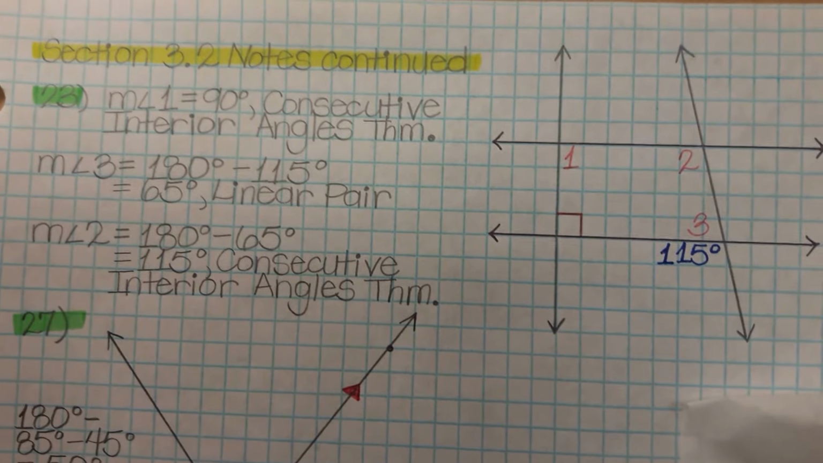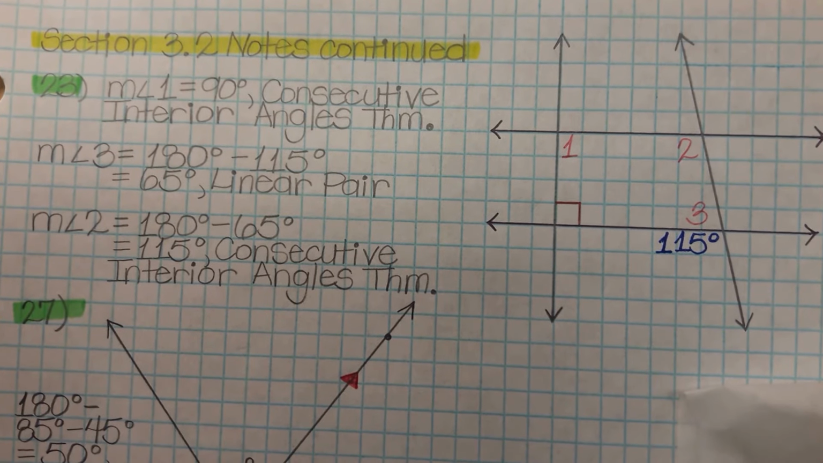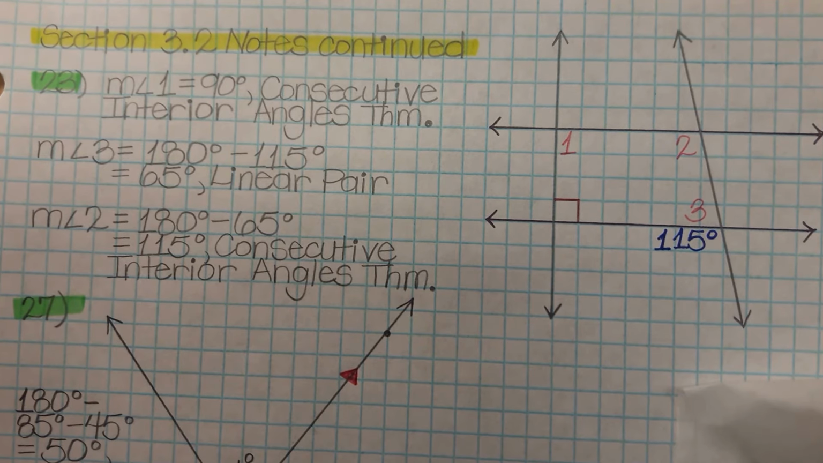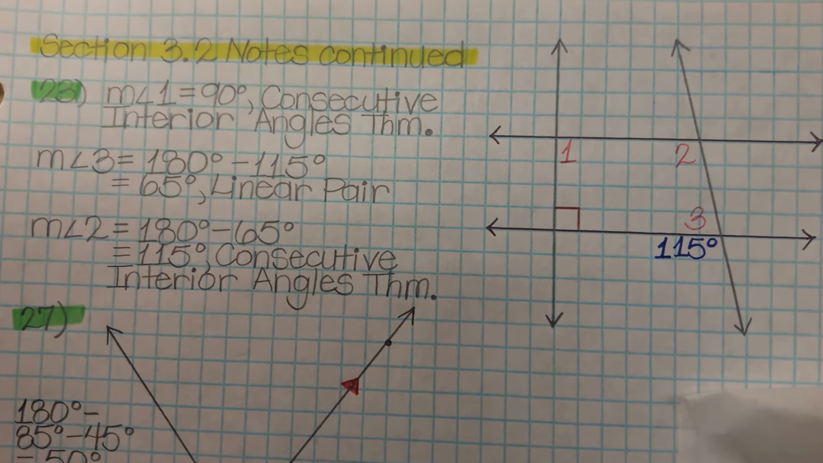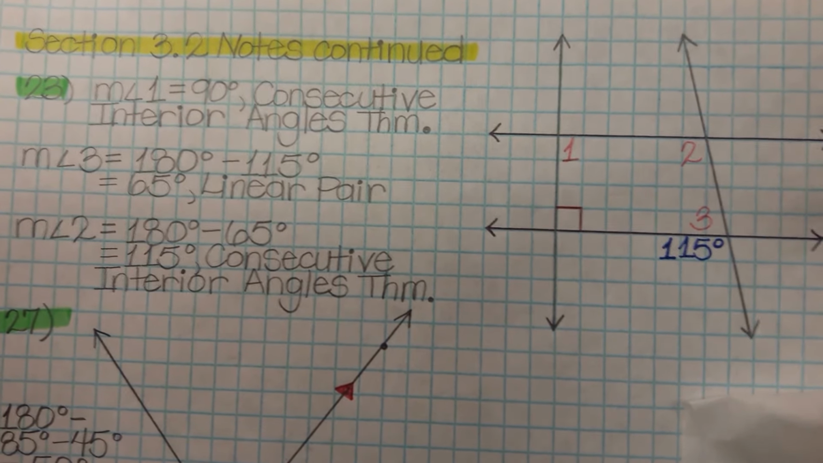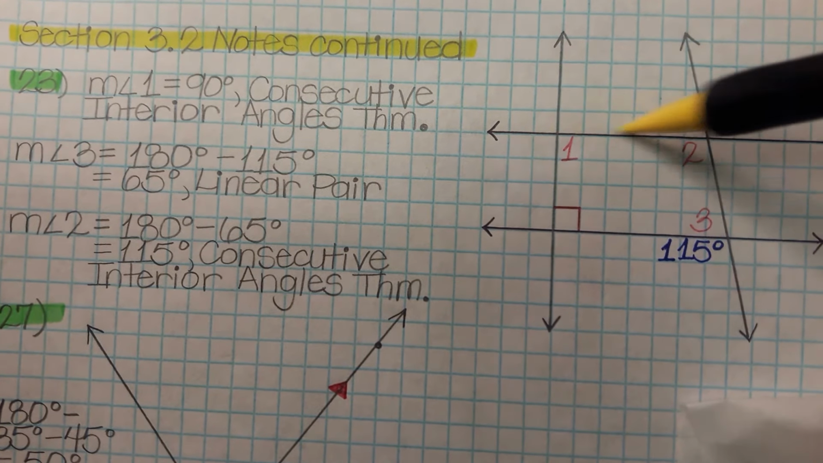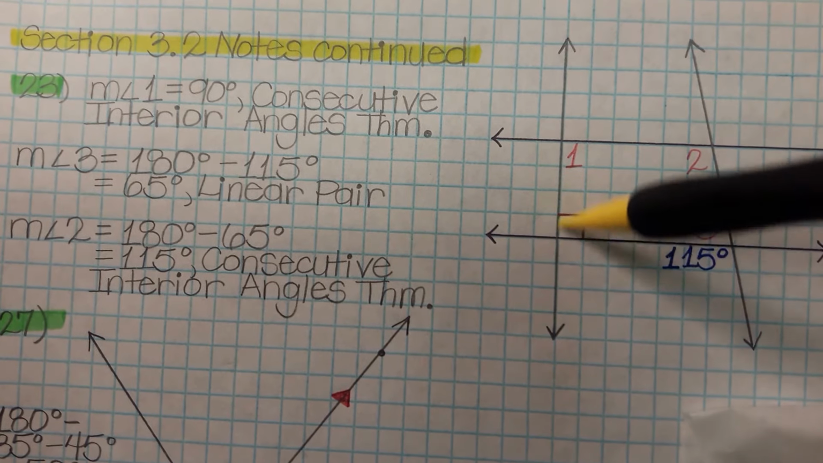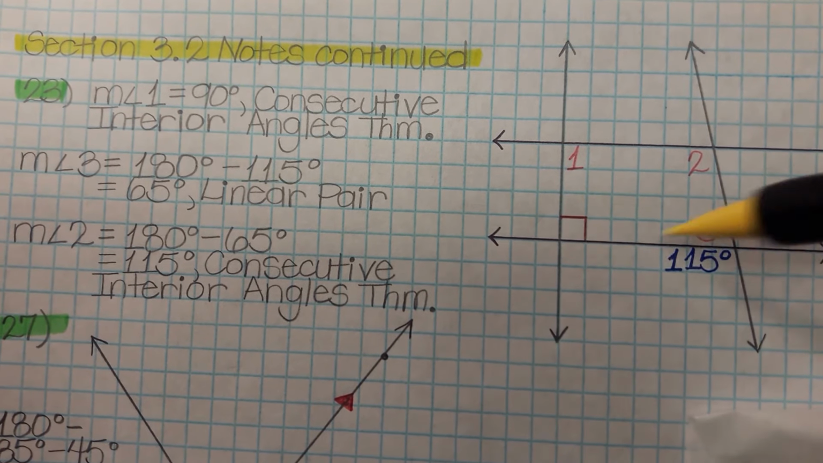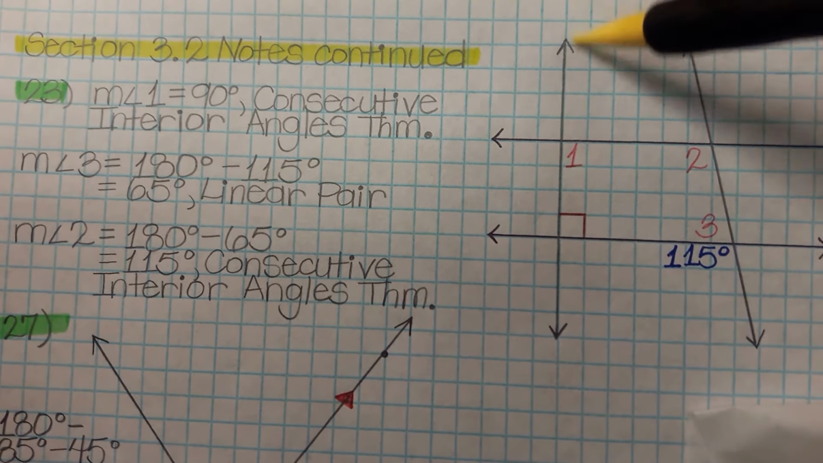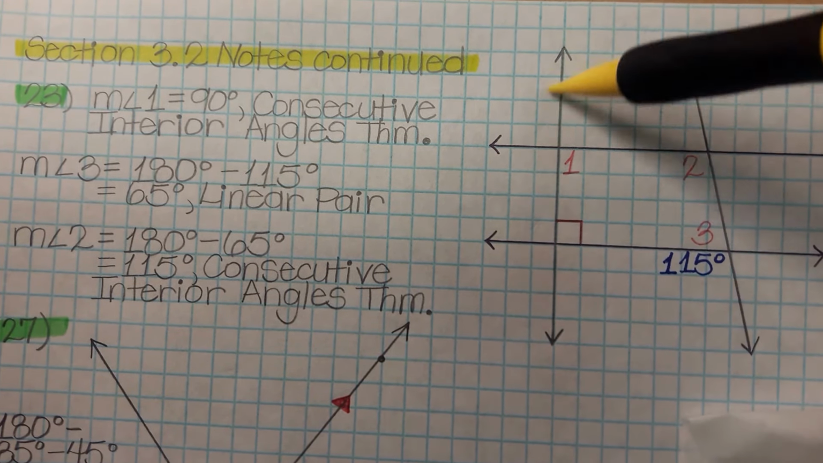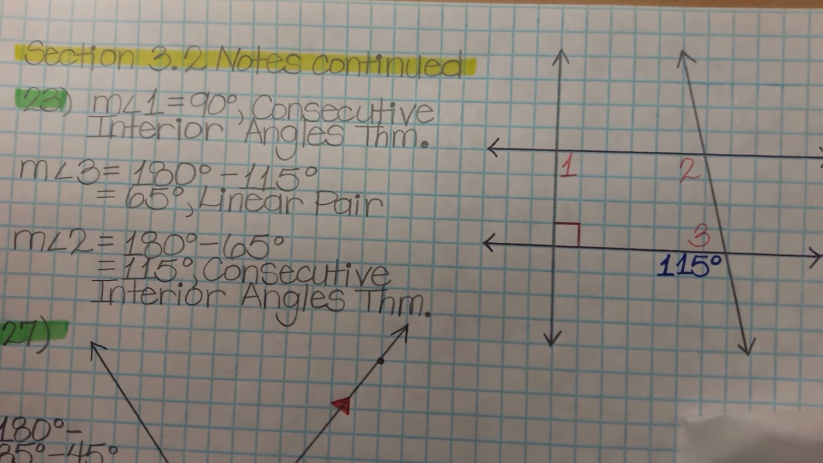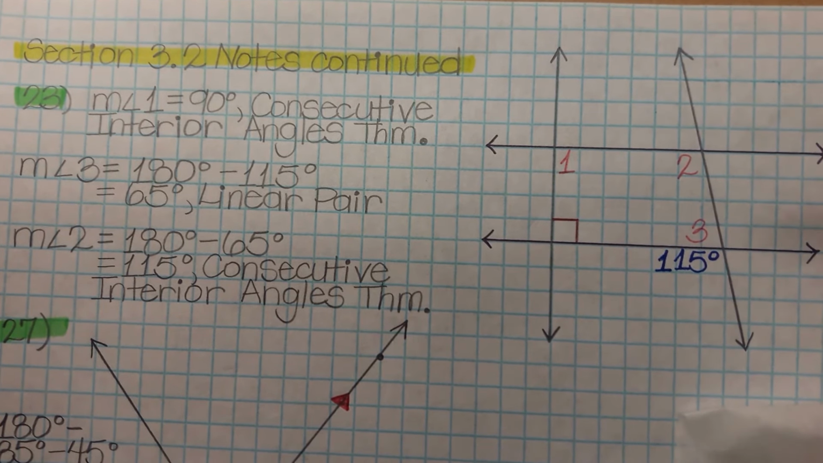Look at number 23. It says, find the measure of angle 1, the measure of angle 2, and the measure of angle 3. Explain your reasoning. Now, I see parallel lines cut by two transversal lines. I have two parallel lines cut by two transversal lines. So this is a line by itself, and that's a transversal line by itself. So you want to pay attention to that first off.